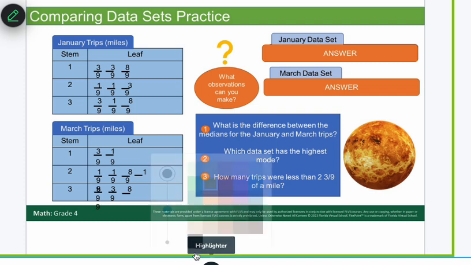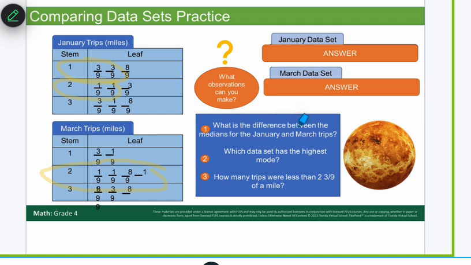I noticed that the first 2 on each one is the same. All right, that's going to be a little bit different on March. March has some days that have multiple in the category for the 2. So I know that in the month of March, there were actually more miles traveled just by looking at my numbers in the data set in the number line. So now I can go ahead and begin looking at some of my questions here.